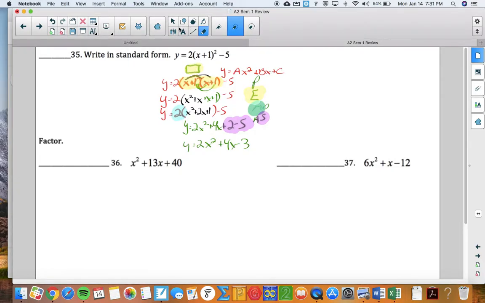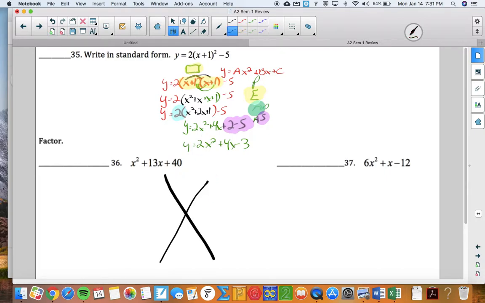So we're looking at factoring here. For number 36, we're looking for numbers that multiply to 40 and add to 13. If it helps, which I think it does for a lot of people, make a list of factors, a list of ways to multiply to 40. There's not that many ways, and that lowers the number of combinations to think about.